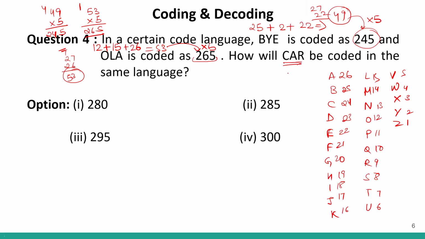So now I will find the sum of backward ranks for CAR as well. For CAR, it will be 24 plus 26, plus for R it is 9. Correct? 20 plus 20, 40, plus 10, 50, plus 9, this will be 59. And if I multiply it by 5, 5 times 9 is 45, 4 will be over here, 5 times 5 is 25 plus 4, 29. So this will be 295, which is given in option number 3. So option number 3 will be the correct answer to this question.